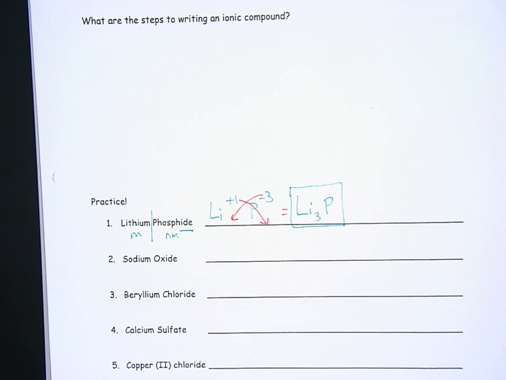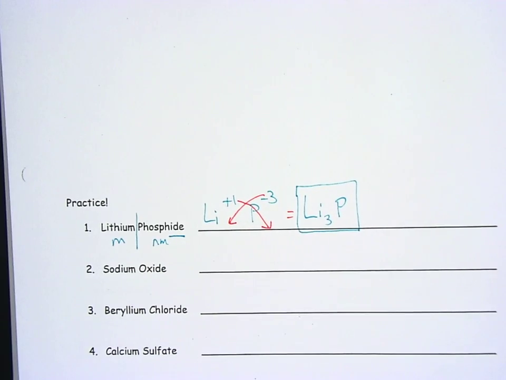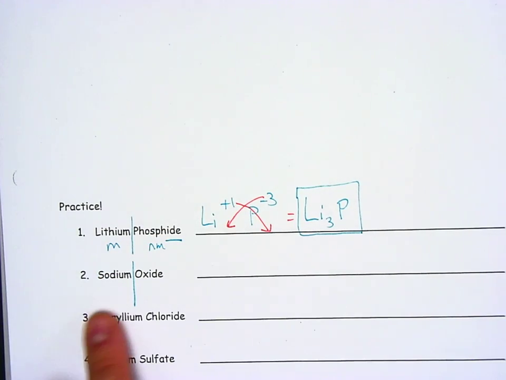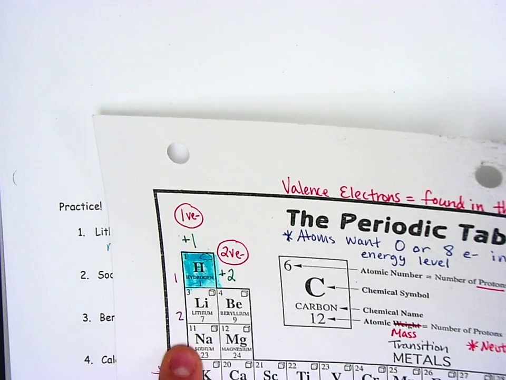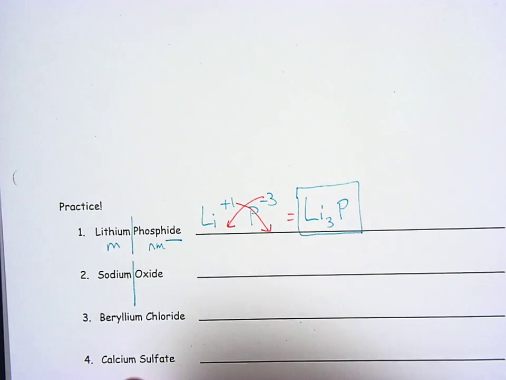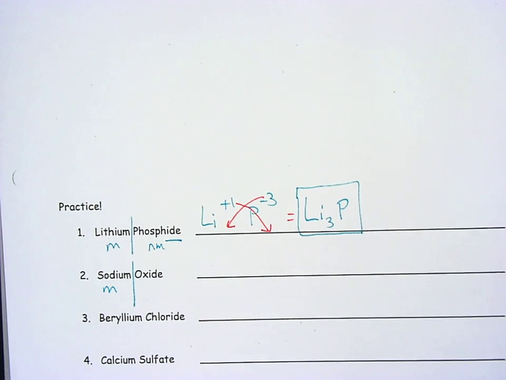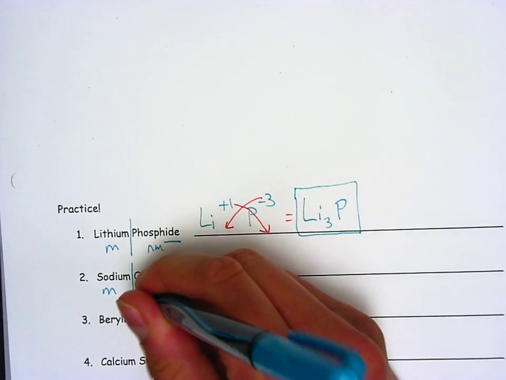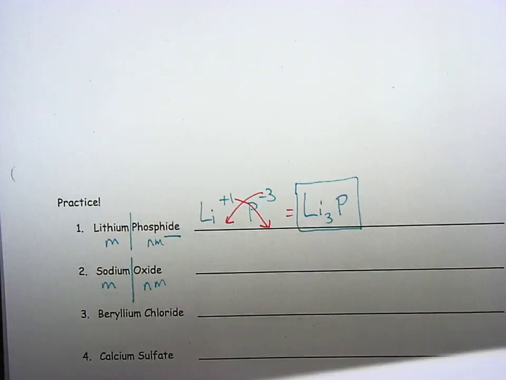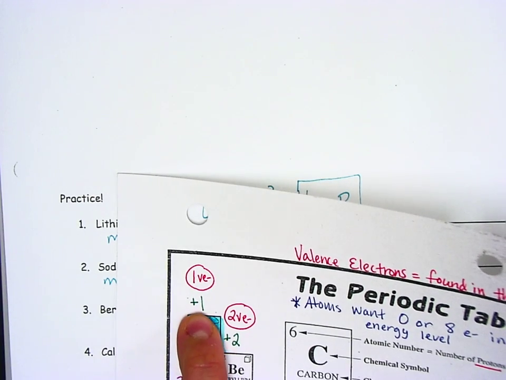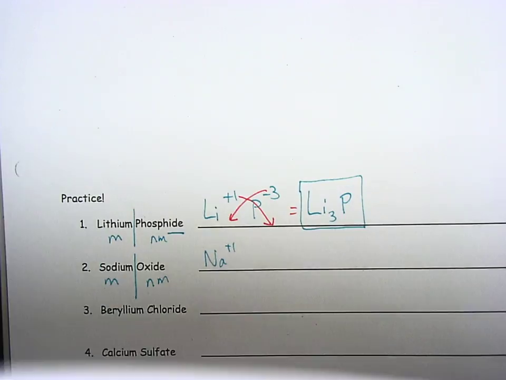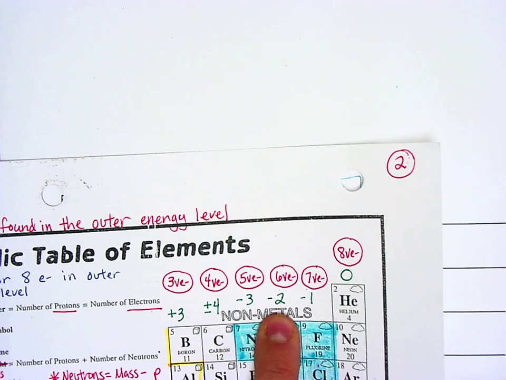In order to form lithium phosphide, you need 3 lithiums bonded to 1 phosphorus. Okay, sodium oxide. Just to double check, sodium is on the left, so that is a metal. Oxide comes from oxygen, that's the name of the ion for oxygen. Oxide is on the right, it is a nonmetal. Okay, I'm going to look up sodium and its charge. Sodium plus 1. And oxygen minus 2.